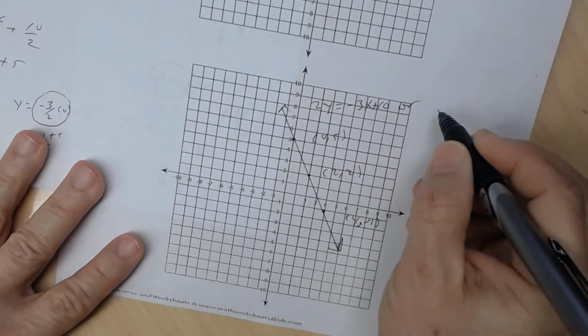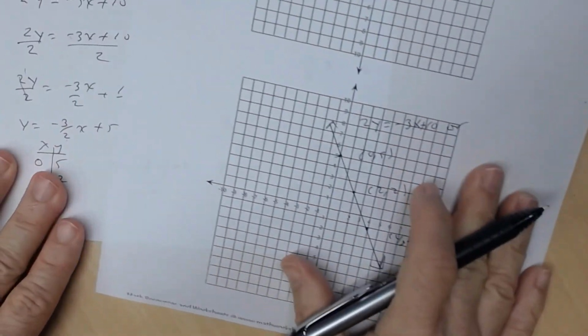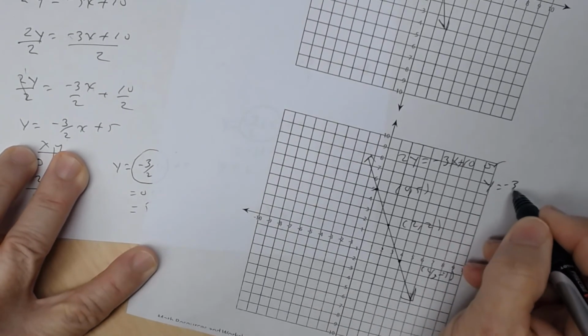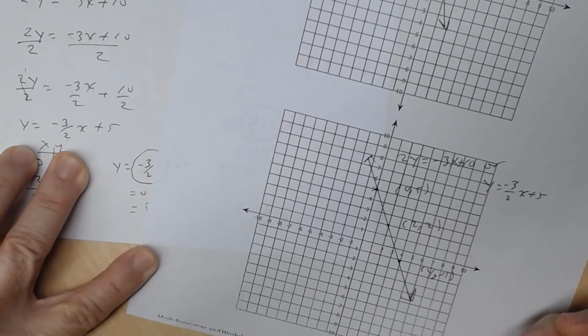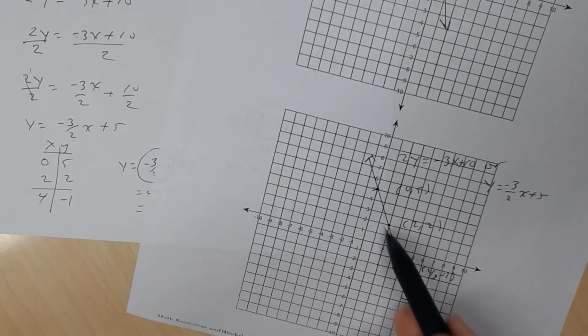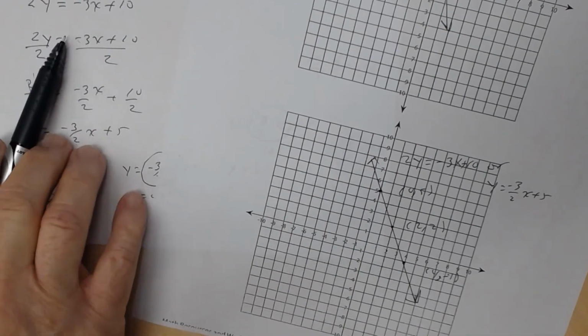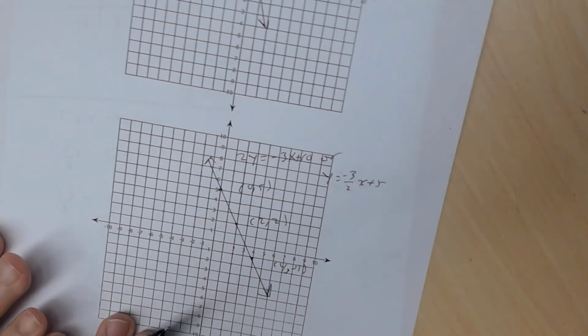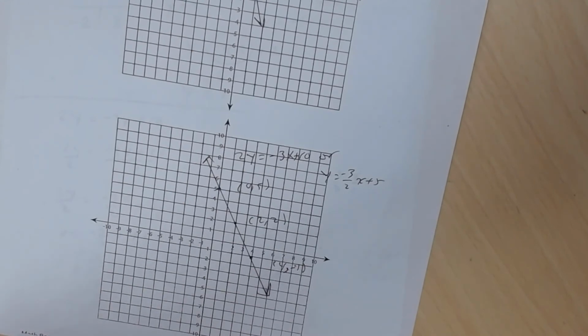Or you could have said, remember we got y by itself right here? You could have said this instead: y equals negative 3 halves x plus 5. But regardless, that's the graph of this equation right here. All right, so the lesson here was on graphing linear equations.